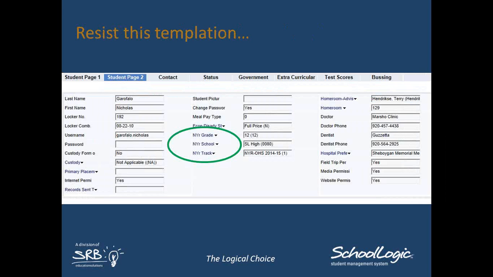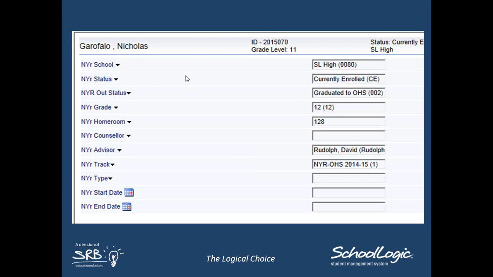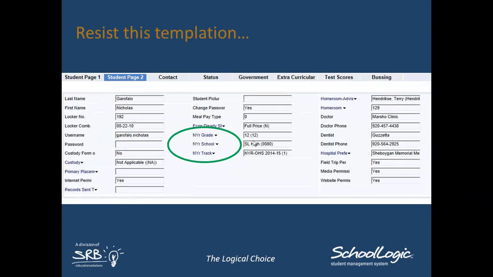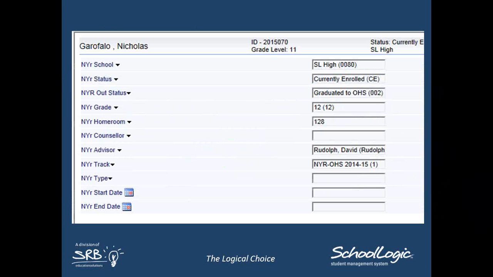Here's another best practice. Resist the temptation to slip next year fields onto your students' regular demographics pages. We gave you an entire page for this. Go to the student menu and pick next year tracks, grades, and statuses. Keep all of your next year information on the form we gave you. They are all here. They're in one place. It's very convenient, and it does free up screen real estate on the other forms. You could now put something else there.